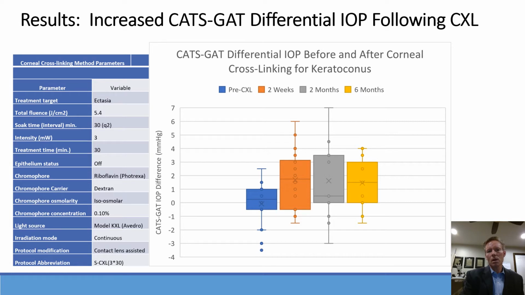Listed are the standard corneal crosslinking procedure parameters on the left, most notably the epithelium is off. On the right, it's noted the results that paired differential IOP measurements of CATS minus GAT IOP increased from essentially no difference to a significant average sustained plus 1.75 millimeters of mercury greater with the CATS prism following corneal crosslinking. Overall, the average IOP went from 12 millimeters of mercury to 17 millimeters of mercury at 2 weeks and then back down to 12.